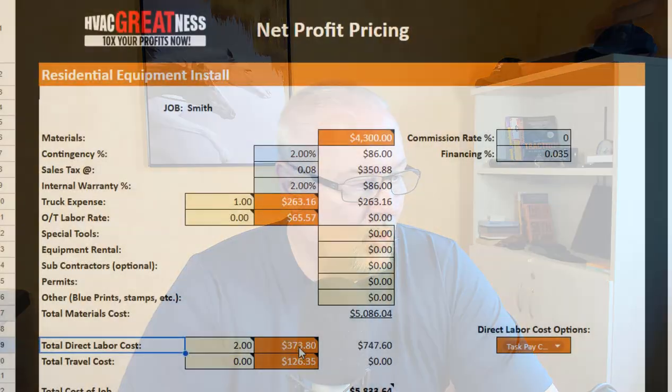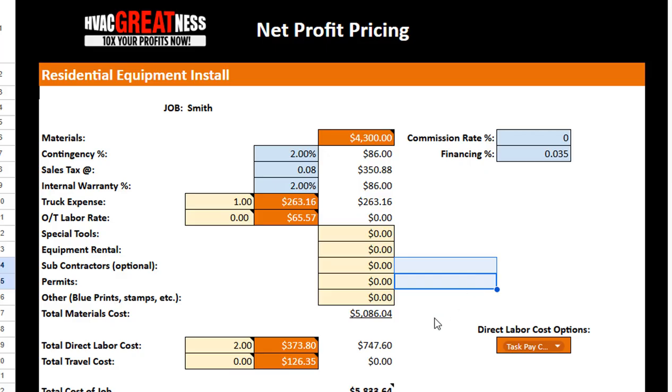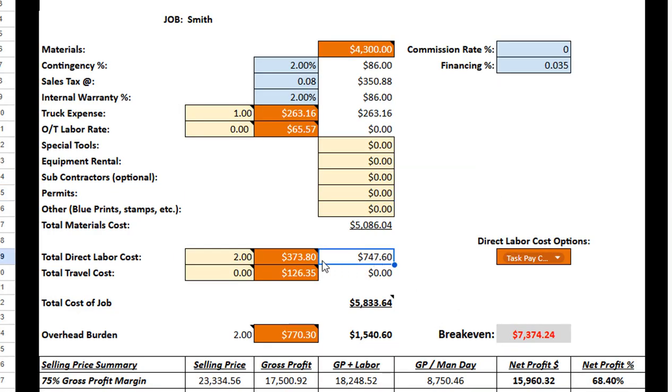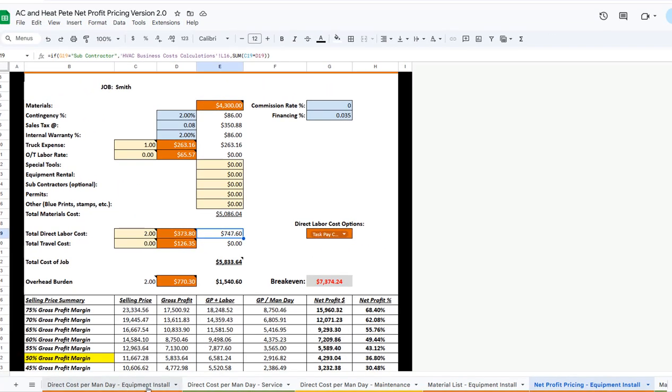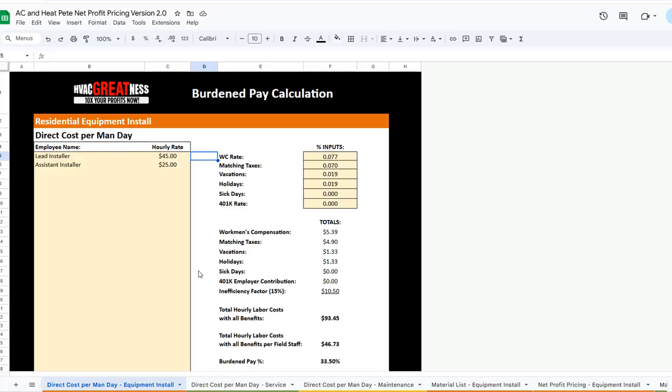We're going to get into this. This really gets interesting. So where does that number come from? All right, let me show you what that is. It's $373.80. I'm going to go all the way back over here, and I'm going to show you how we calculate that.